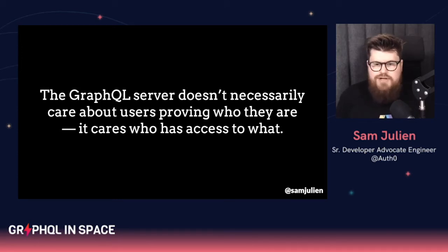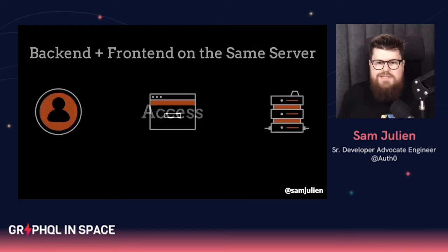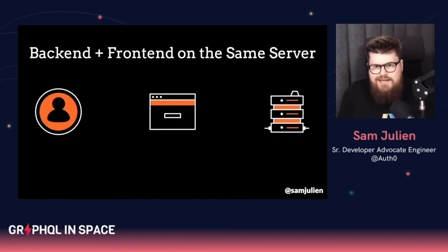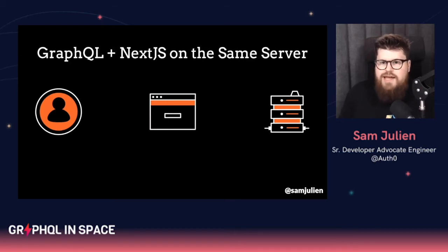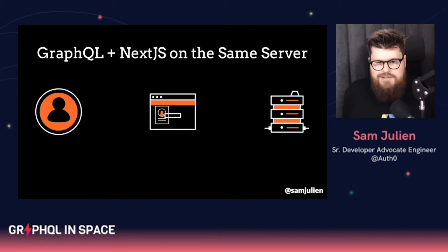And we use this word access. And this is sort of the crux of the problem when it comes to GraphQL and authorization. So let's look at a common scenario that happens. Let's say we have a backend and a front end on the same server. So we have, for example, maybe a GraphQL server and then a Next.js front end. What happens is that the user will go ahead and send their credentials to the browser, and then the browser will pass that back to the server, and then the server will use those credentials to create a cookie that then gets sent back to the browser. And that's how we keep track of a session.